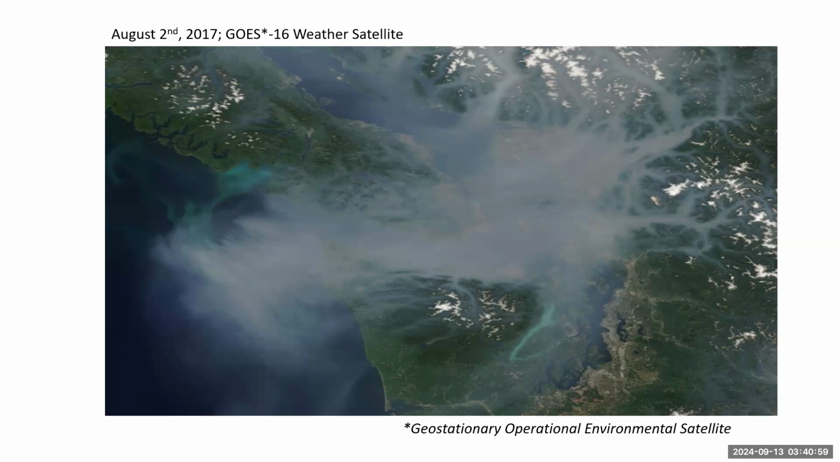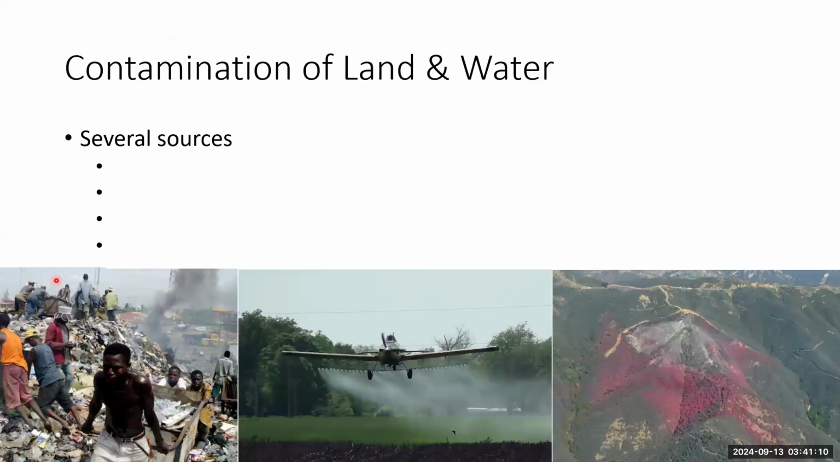Okay. All right, we'll try to blitz through these last few slides here. So we can now move on to land and water. So there are several sources of contamination that we want to think about when we're talking about land and water.